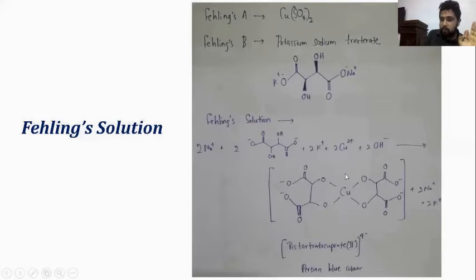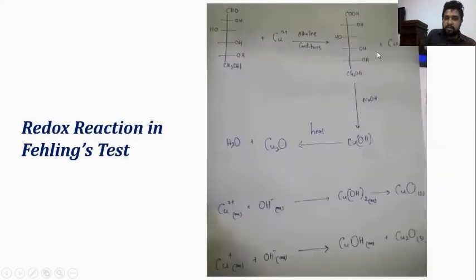You know that copper is a d-block element, and it can form complexes. This is such a complex, bis tartrate cuprate 2. The active component is actually Cu2 plus. The redox state of copper remains unchanged. I explained previously the importance of this potassium sodium tartrate. So this is the redox reaction happening in the Fehling test.